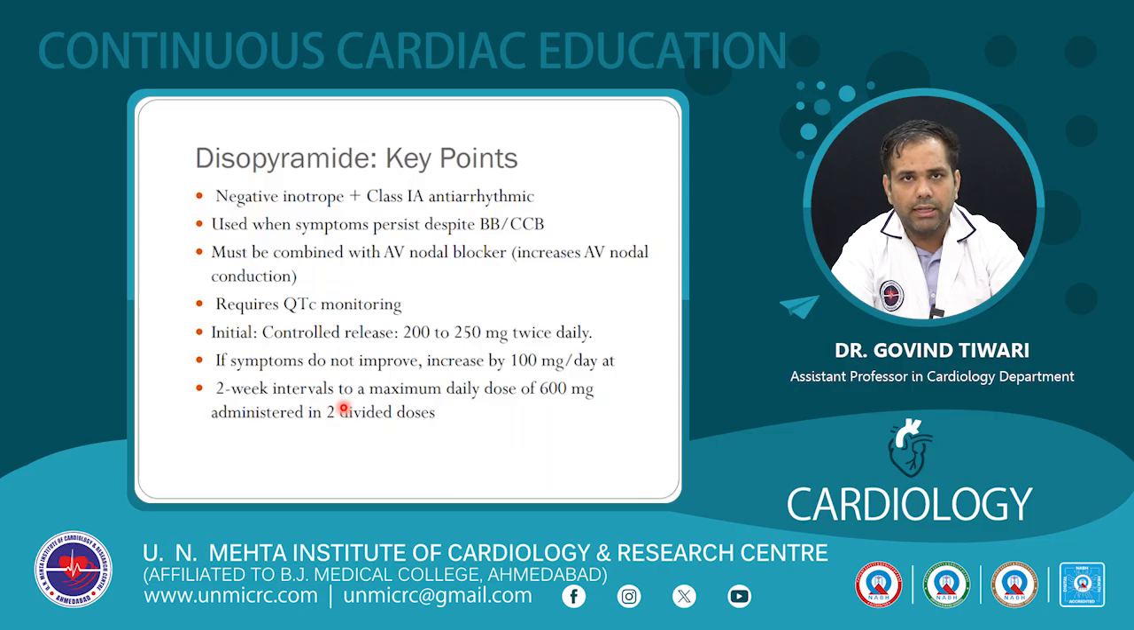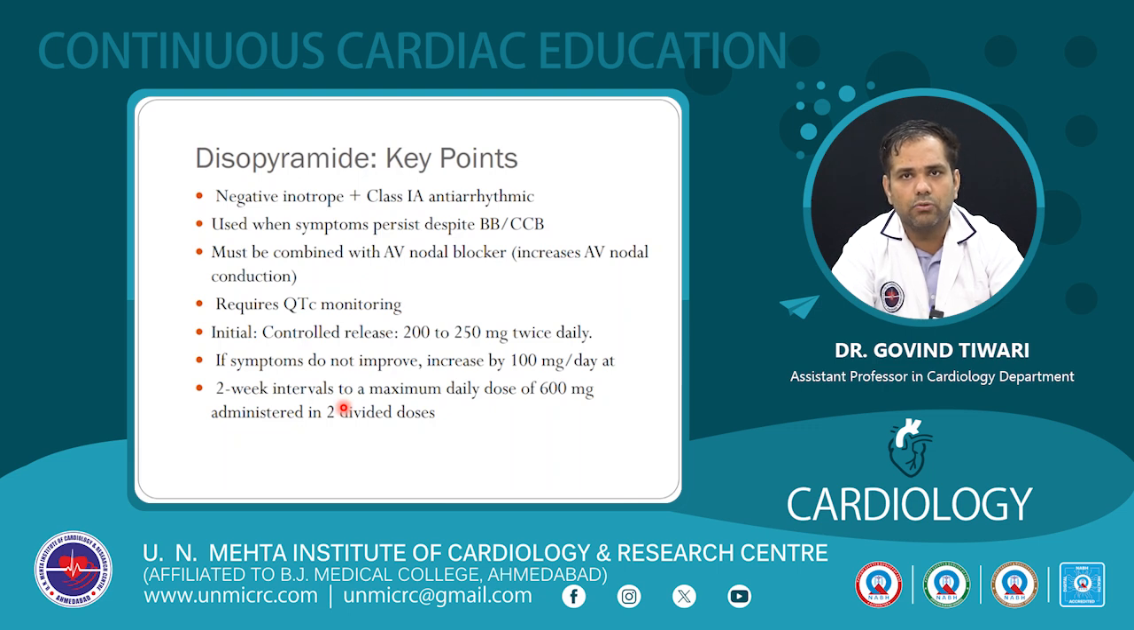Disopyramide is a negative inotrope with class 1 antiarrhythmic action, used when symptoms persist despite beta blocker and calcium channel blockers. It must be combined with an AV nodal blocker, as it increases AV nodal conduction. If a patient with HCM has AF and you give disopyramide alone, then there is a high chance that the AF may convert into VF. So it has to be always combined with an AV nodal blocker, not given as sole therapy. It requires QTc monitoring.